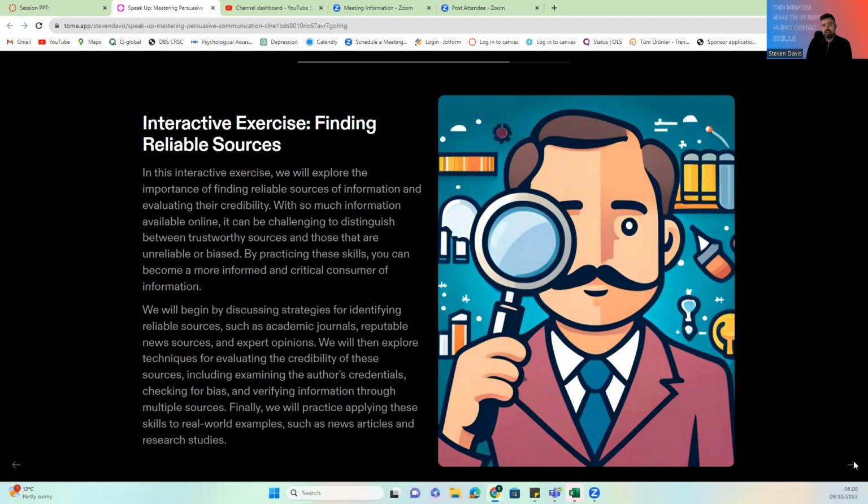You will begin by deciding strategies for identifying reliable sources, such as academic journals, reputable news sources, and expert opinions. You will then explore techniques for evaluating the credibility of these sources, including examining the author's credentials, checking their bias, and verifying information through multiple sources. Finally, you will practice and apply these skills to real-world examples, such as news articles and research studies. I'll give you 5 minutes for that task.